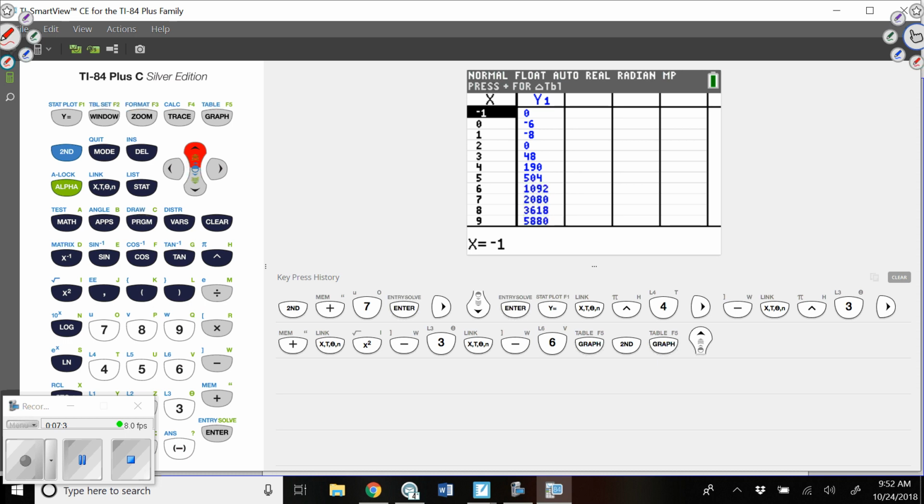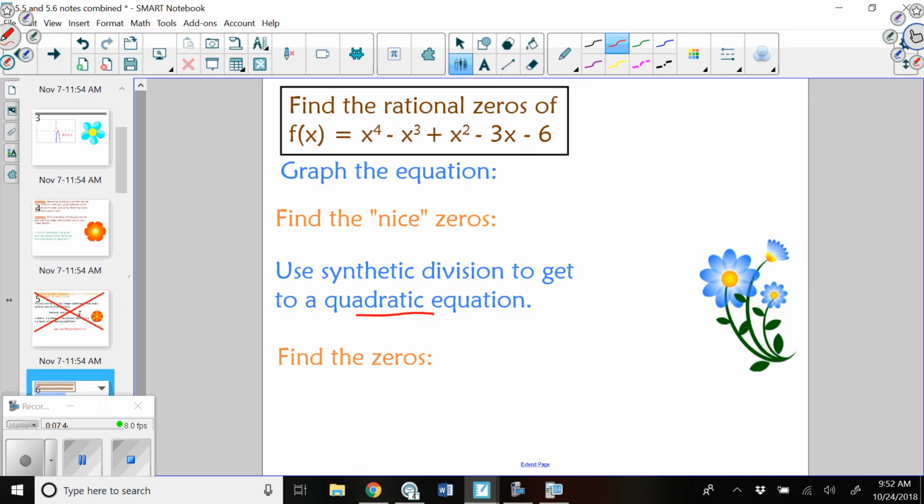I want you to get in the habit of just double checking. Sometimes you're like, oh yeah, it crossed beautifully. And then you do synthetic and you're like, well, that didn't work. Then if you look at the table, it really didn't. Okay? So we just want to make sure we're careful on that. All right, so -1 and 2. All right, so the nice zeros are -1, 2.